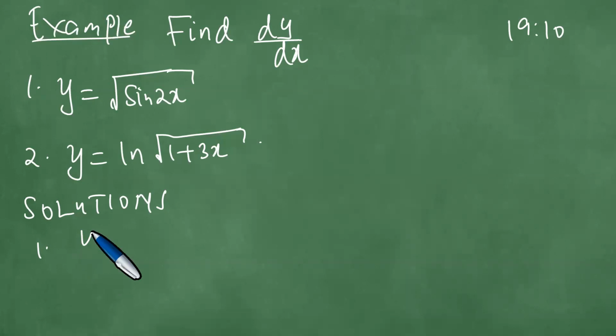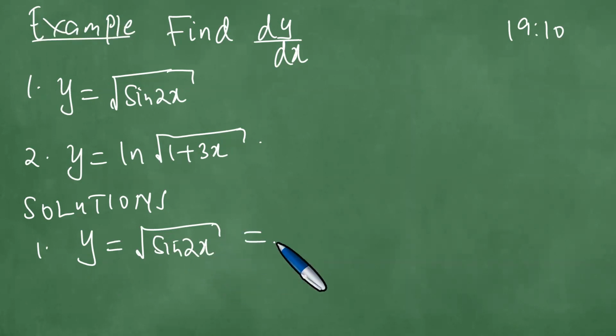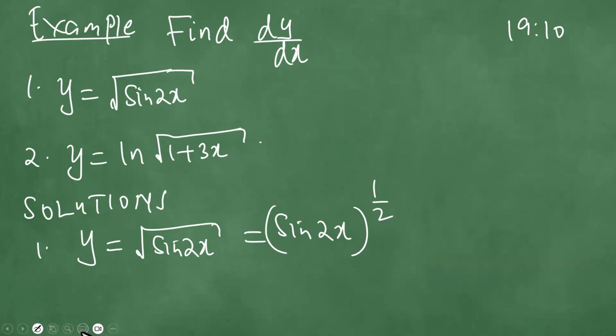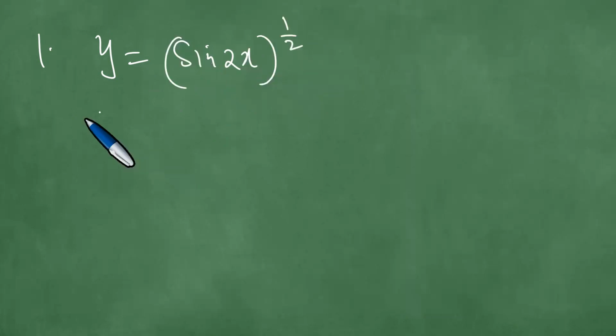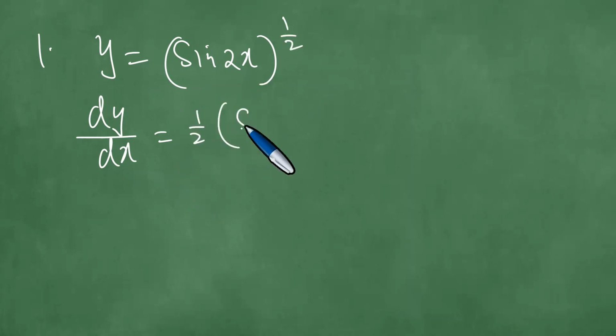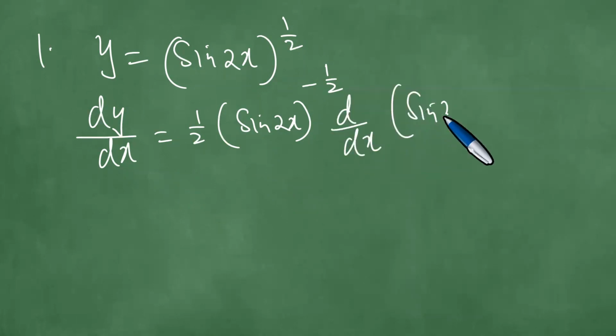Now, for example, given y equals the square root of the sine of 2x, this can also be written as the sine of 2x to the power 1/2, like so. If we agree that it can be written like that, what is the derivative dy/dx of this? So you bring down the 1/2 and you keep the inside the same. You subtract 1 from the 1/2, getting minus 1/2. You multiply by the derivative of the inside, like so.